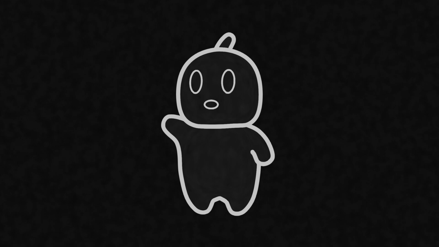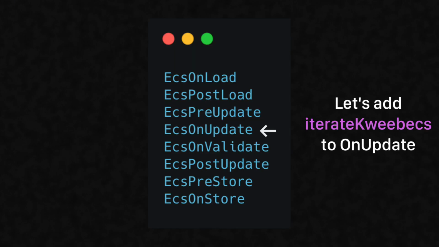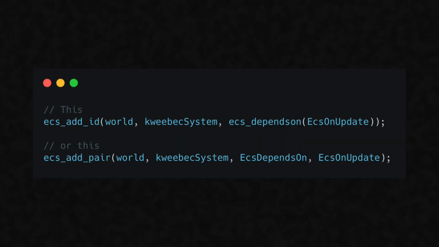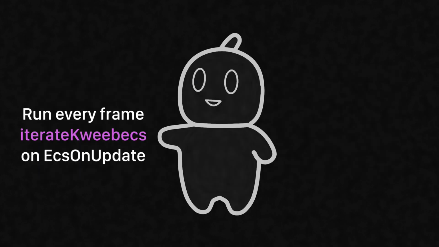Let's attach the system to the pipeline so we can see it run every frame. Luckily, it's only a single line of code. You can actually use either one, they do exactly the same thing, so whichever you prefer. This will now call the system every frame if you run this.